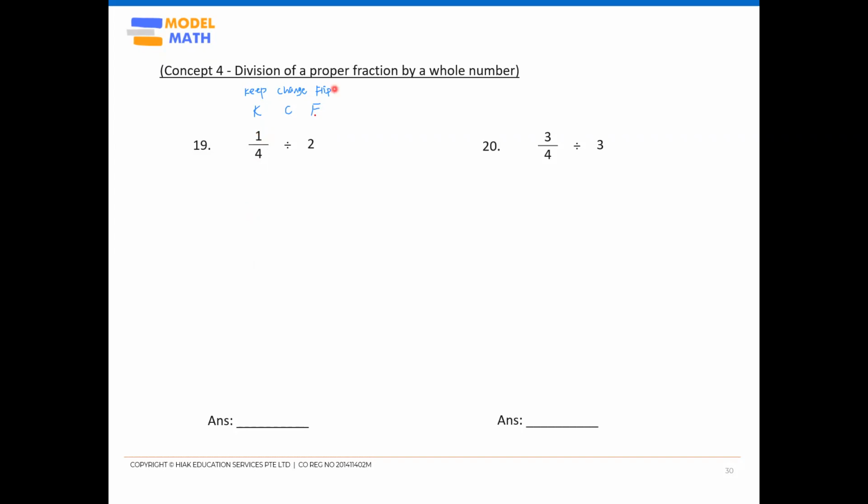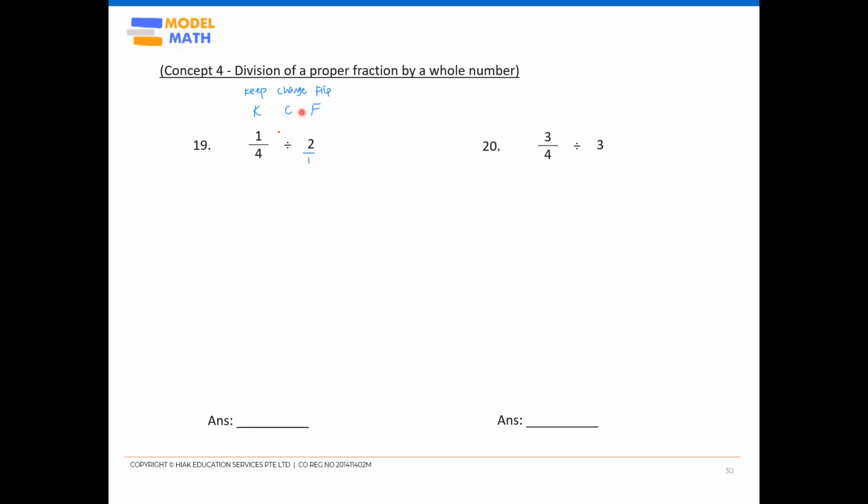Before that, I forgot to mention something. Before I do anything else, the best thing is to re-express this 2 in the form of a fraction. I can rewrite 2 as 2 out of 1. Same for 3 later, you can rewrite it as 3 out of 1. Just add this denominator to help you understand a little bit better how to flip it later.